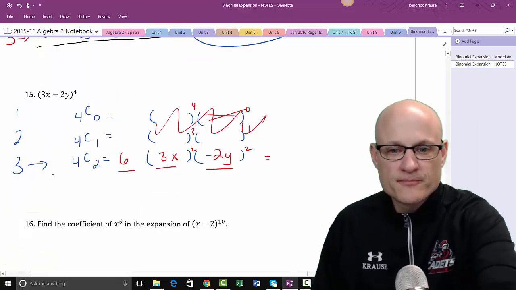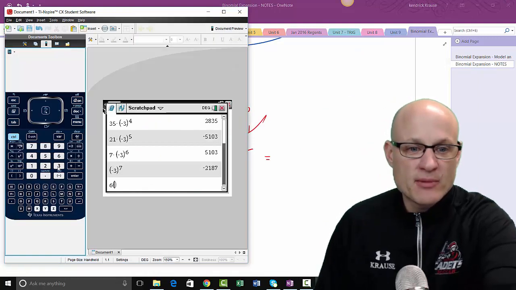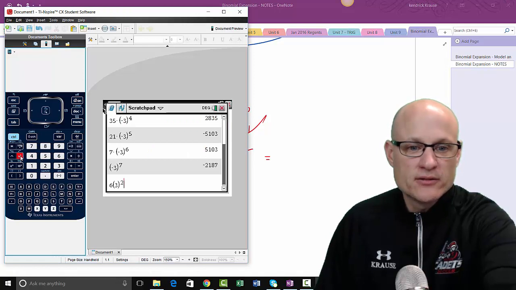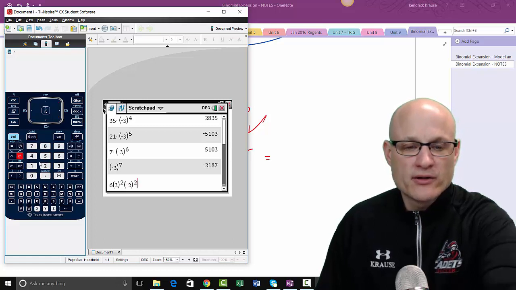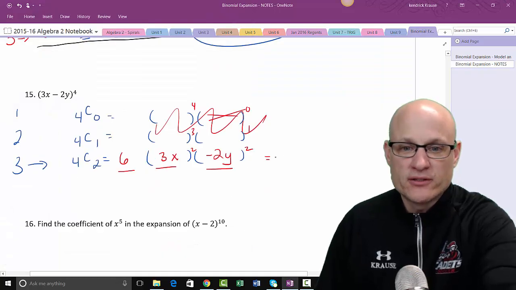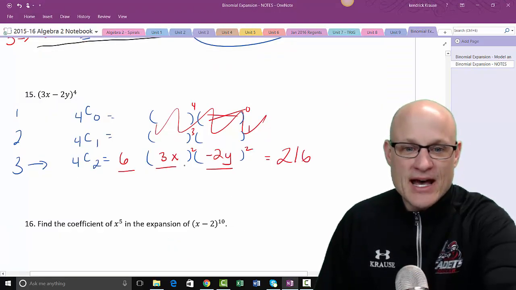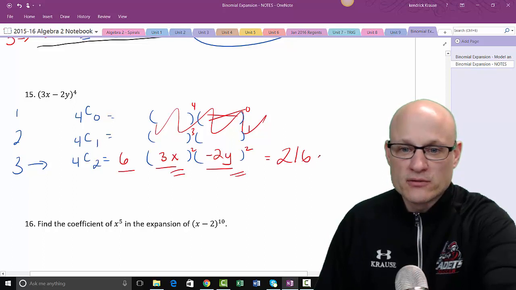So it was 6, parentheses, 3x. I don't care about the x. I just care about the 3. 3 squared. Parentheses, negative 2 squared. There it is, all of it. I just take in and put all the numbers, and that's going to give me the number 216 x squared y squared. There's my answer.